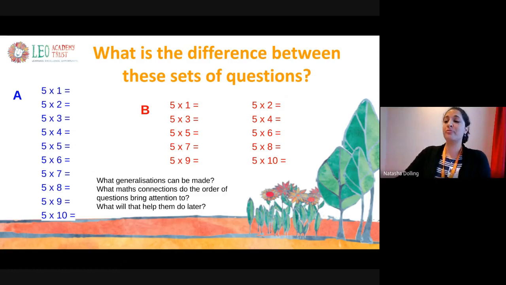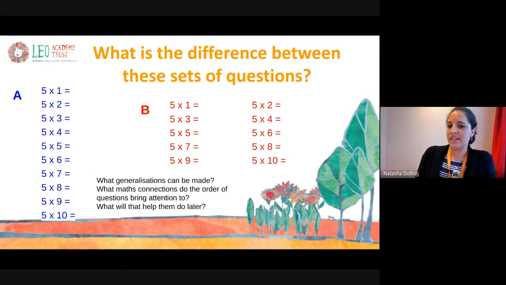Now, I briefly went over this before, but the power of showing times tables in different orders that are non-standard. So here on the left, I've just got the 5 times table, and I've just gone up from 1 times 5 all the way up to 10 times 5. And then in set B, I've got odd numbers times 5 on the left. And is that right? Yes.